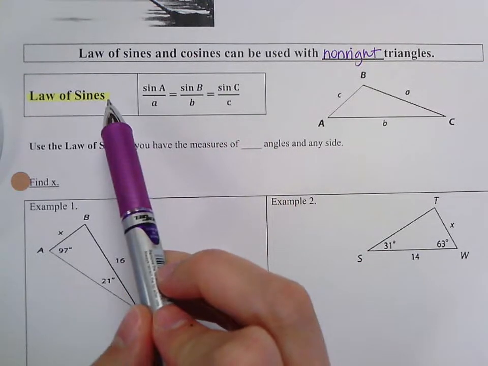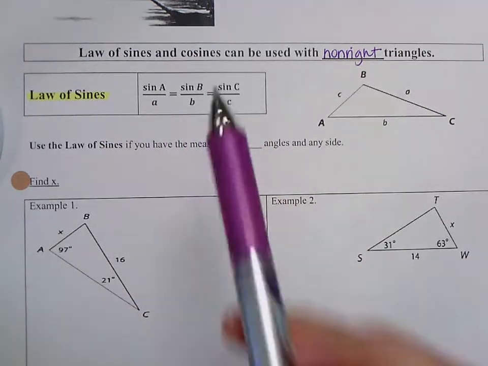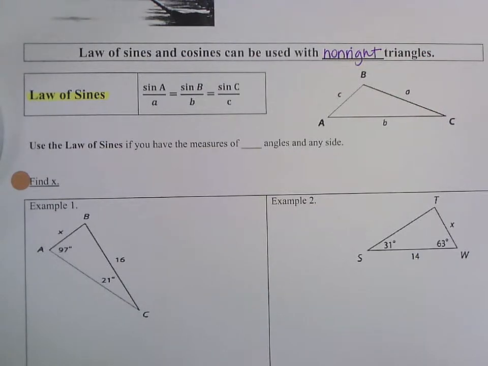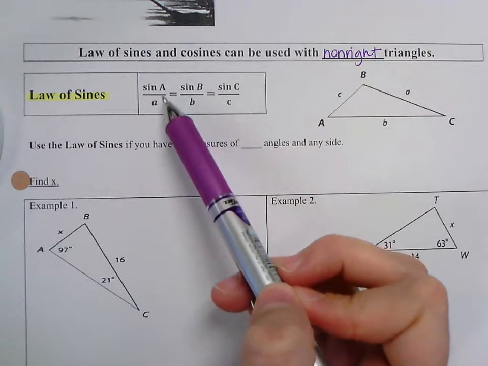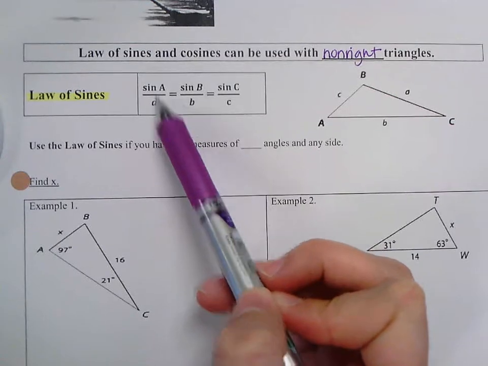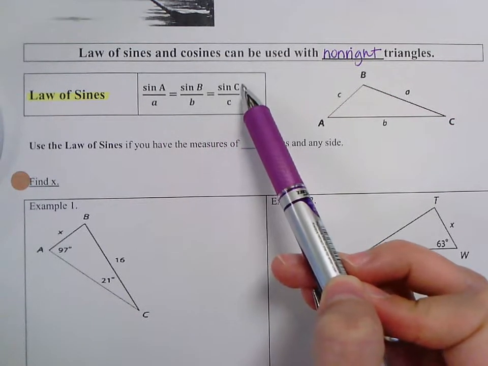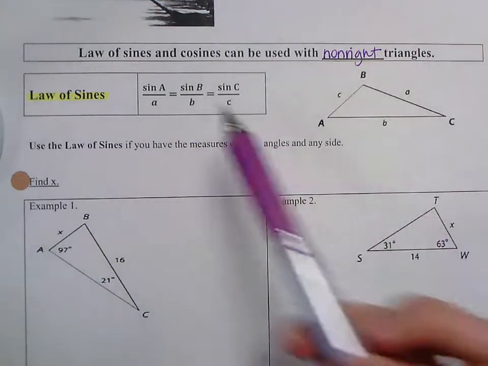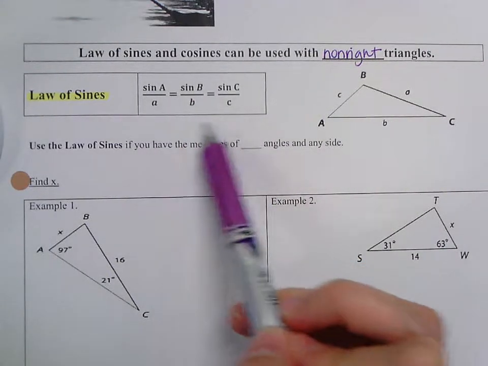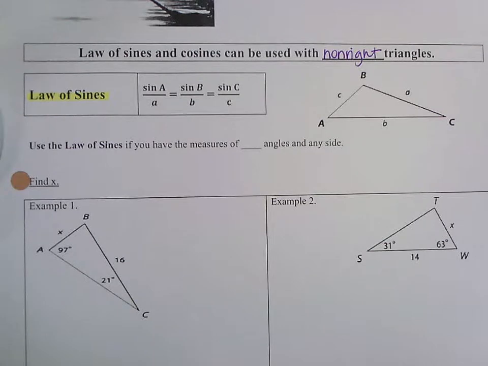Law of sines says that these three ratios are all proportional. They're all equal to each other. So sine of angle A divided by side a, that ratio is the same as sine of B over b, which is the same as sine of C over c. What you are able to do with law of sines is set up a proportion, which you learned how to solve in Algebra 1, and we'll review. You can set up a proportion to solve for something that's missing, either an angle or a side.